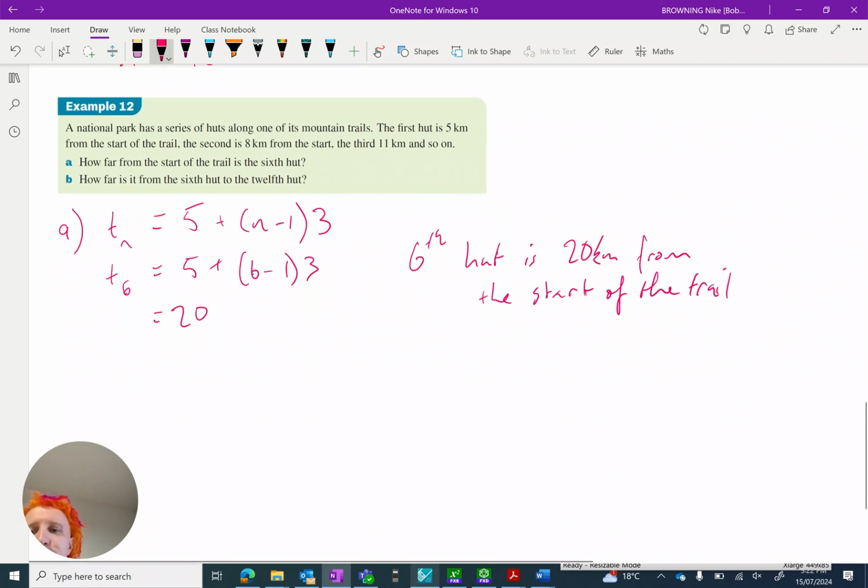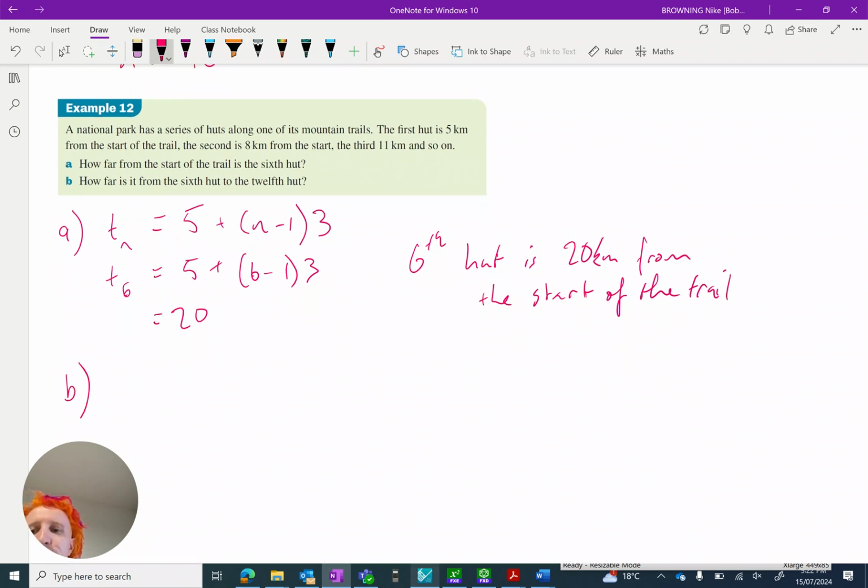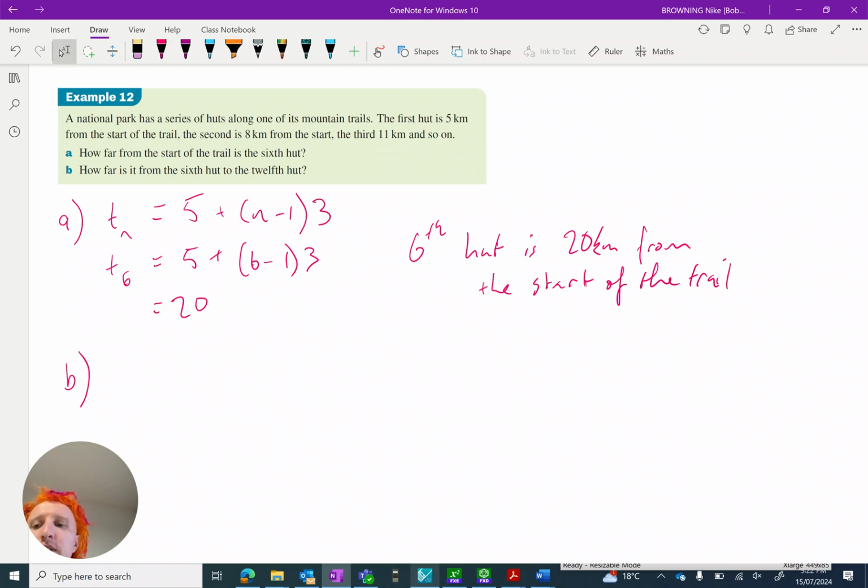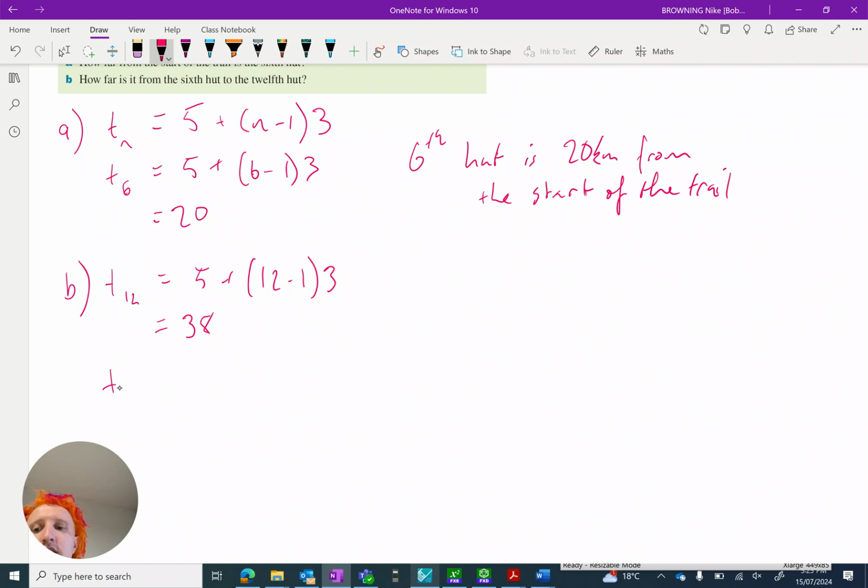Part B. Still using the same formula, we can find T12. 5 plus 12 minus 1 times 3. 12 minus 1 is 11, times 3 is 33, plus 5 is 38. We then want the difference between those, T12 minus T6, 38 minus 20. It's 18.